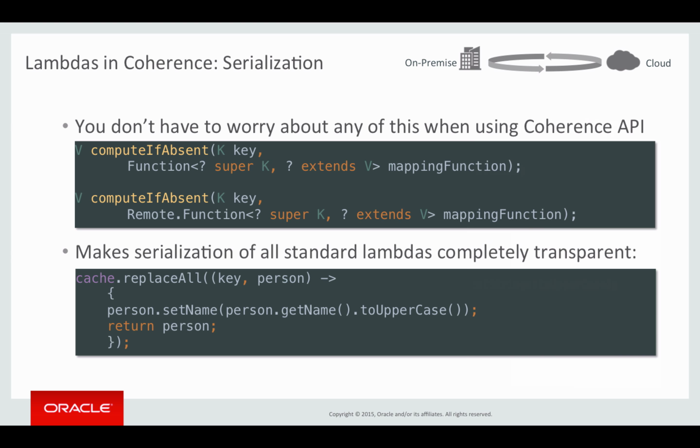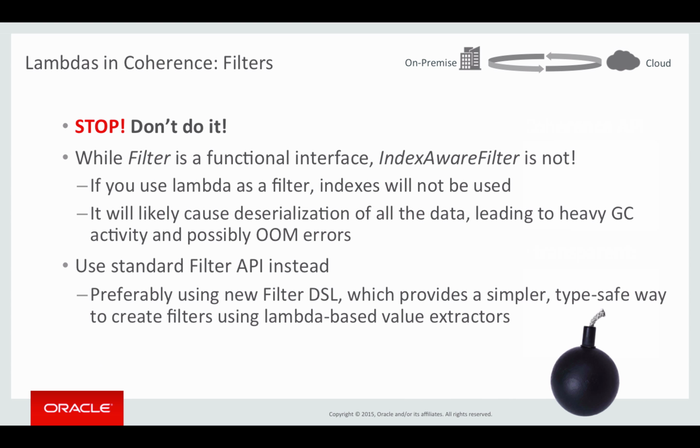Now let's move on to more interesting topics and look at where and how you can use lambdas when writing Coherence applications. Before we do that, however, let's get out of the way one thing that you really shouldn't use lambdas with, even though technically you could, which is Coherence filters. Simply don't do it. While Filter itself is a functional interface, IndexAwareFilter is not.